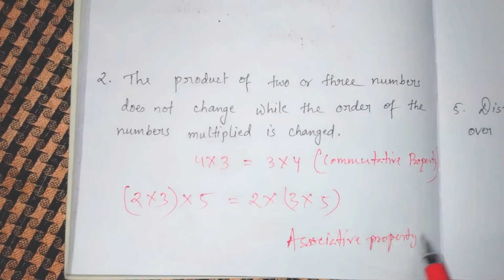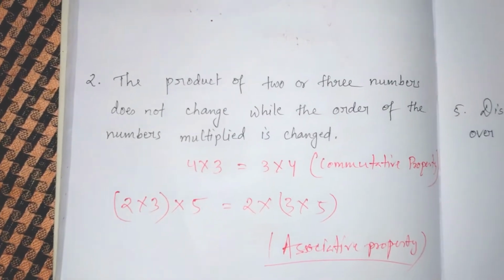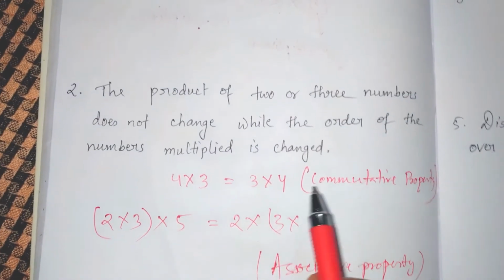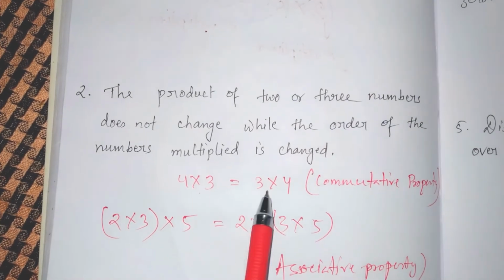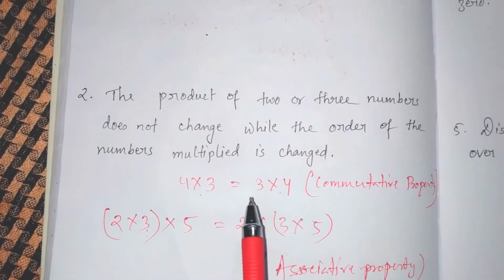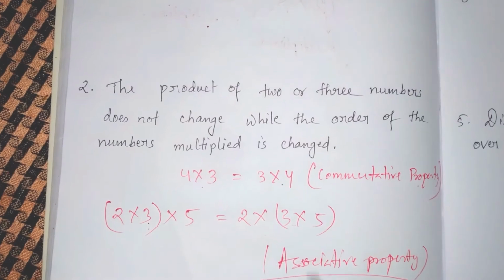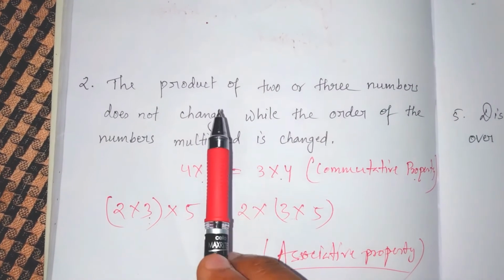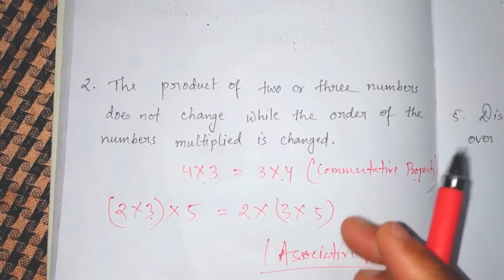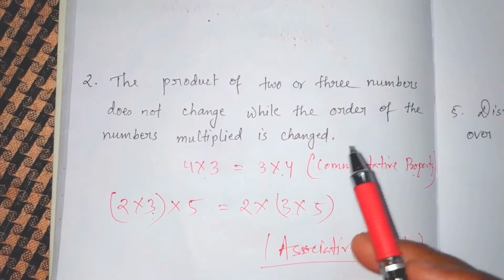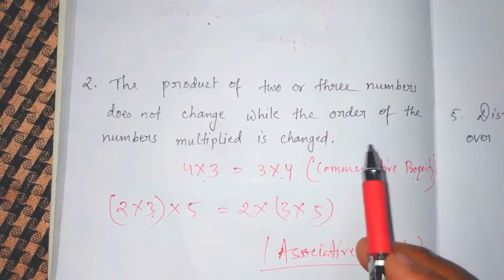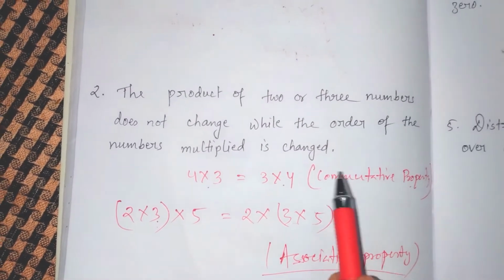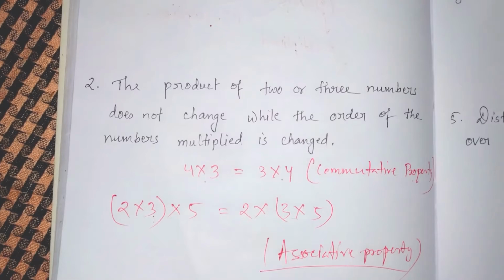So the main thing is the product of two or three numbers does not change. The product is not changing in the commutative property, and in the associative property also, and this is the main property that you need to know. That means whenever you change the order of the numbers to be multiplied, the product is not changing. Let's see the next property.